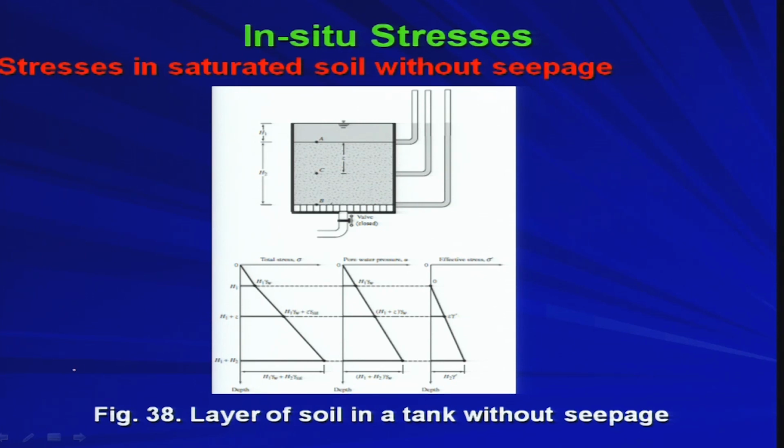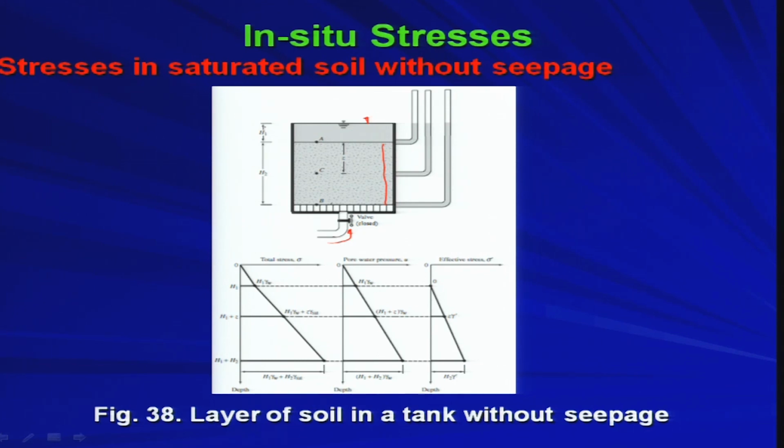Now, let us see this problem. In this problem you have one soil deposit, and you are connecting one pipe. This is your connecting pipe. Initially the valve is closed. That means initially you are saturating the soil, and this is your actual water level. Once it reaches there, you stop the flow by closing the valve.